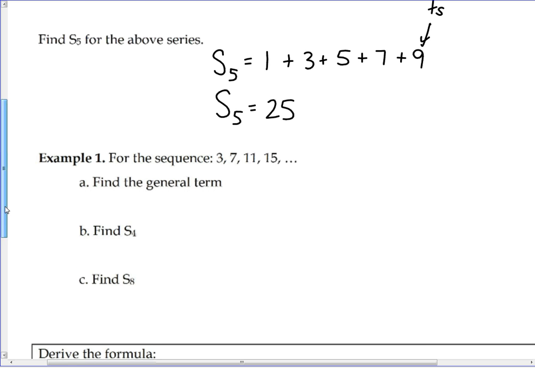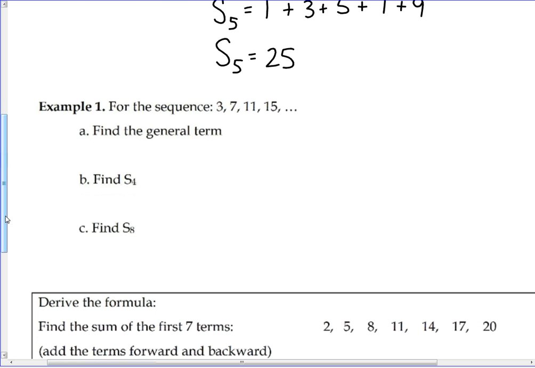Okay, for the sequence 3, 7, 11, and 15, find the general term. What does general term mean? We need the common difference. What else do we need to get the general term? T1, we need our first term. When we're making the general term, we want to make the equation, the formula.